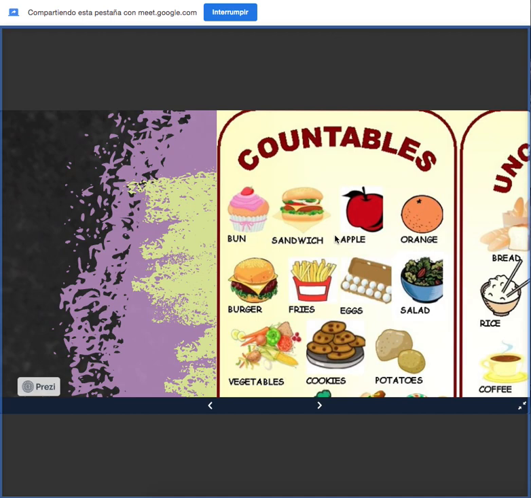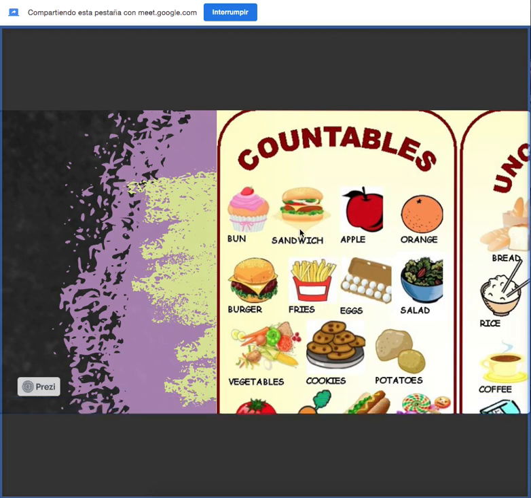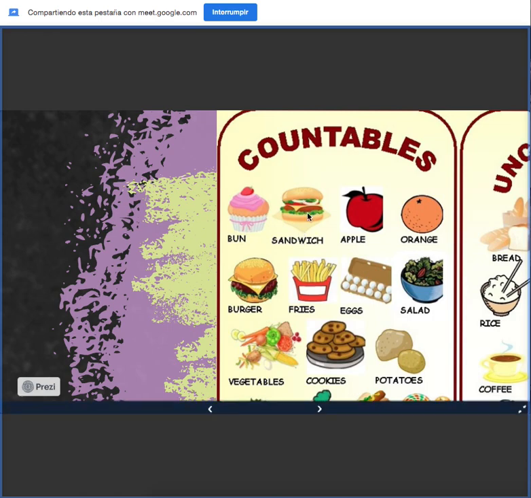Countable food. So you can say bun, buns, sandwich. What is the plural form of sandwich? Sandwiches. This is something for you to know.